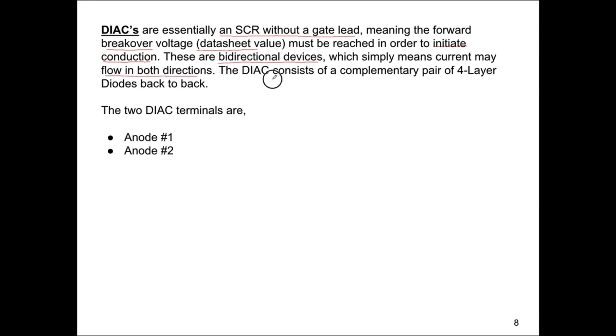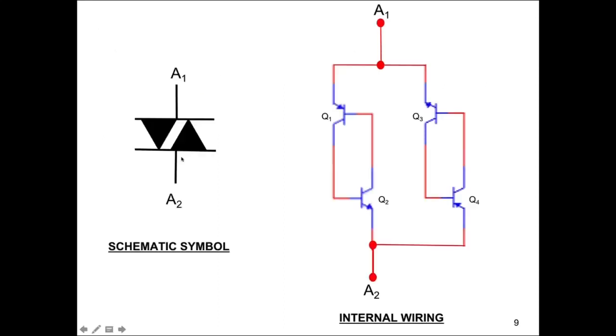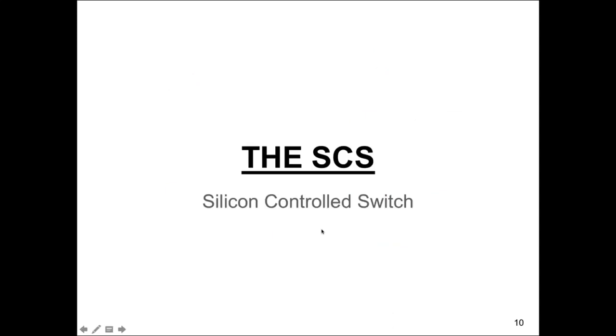Okay, and it's essentially a complementary pair of 4-layer diodes back to back, and we have two terminals, anode 1 and anode 2. Okay, so there's the schematic symbol. Compared to the SCR, there's no gate lead, so there are two terminals. Okay, right, no gate. Like that. There, okay. The internal construction.